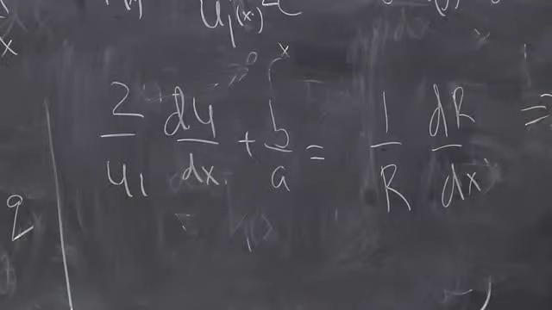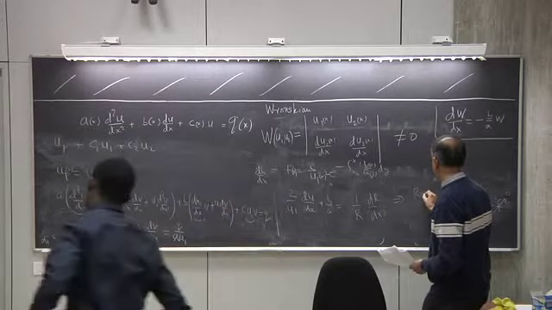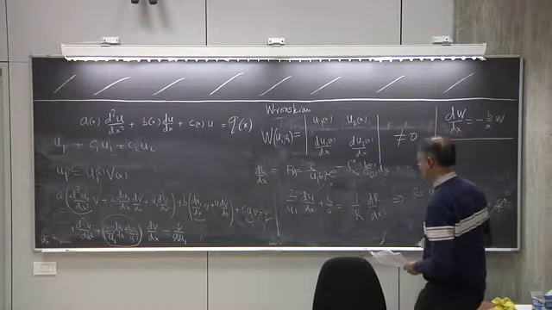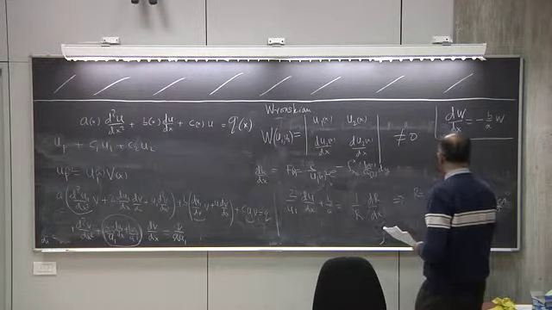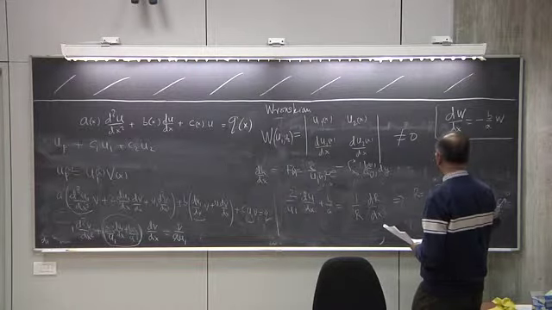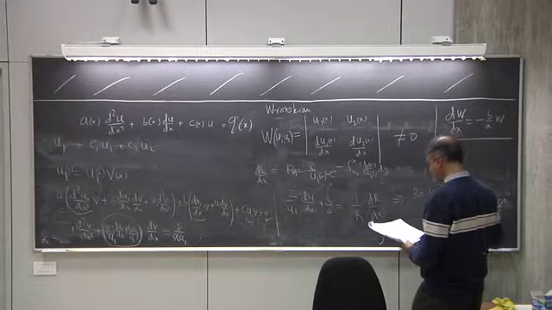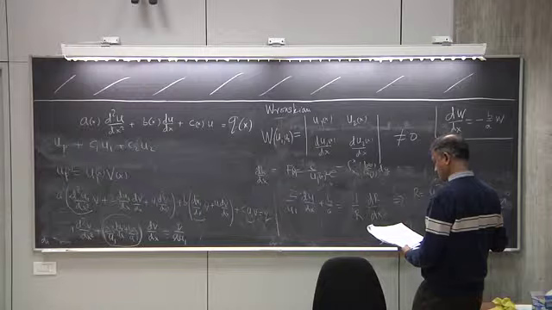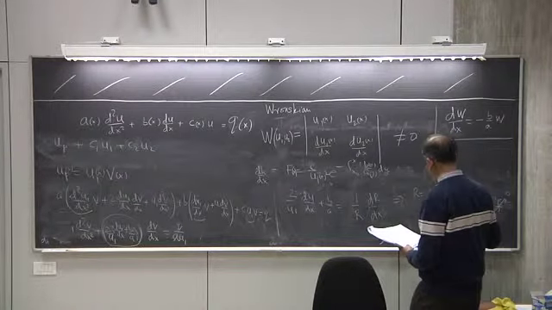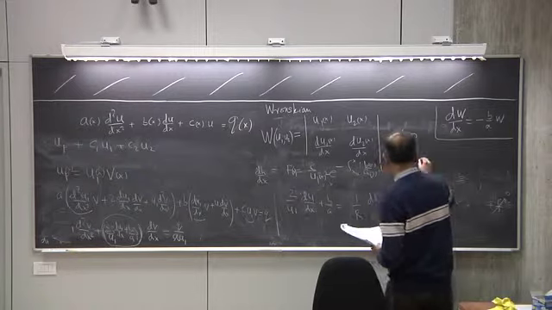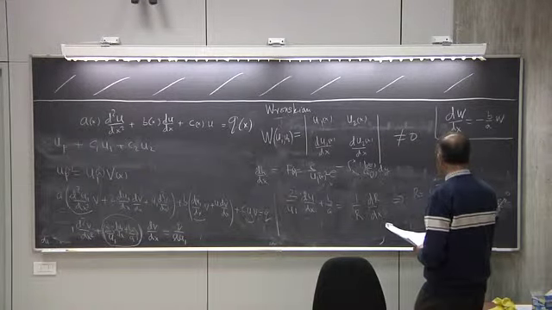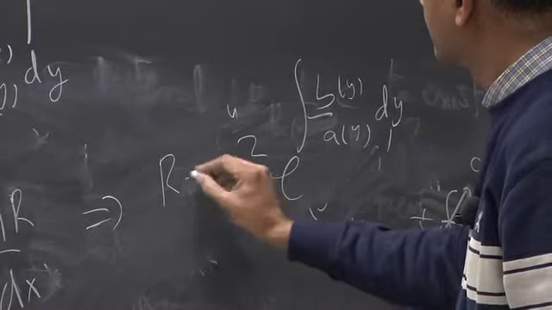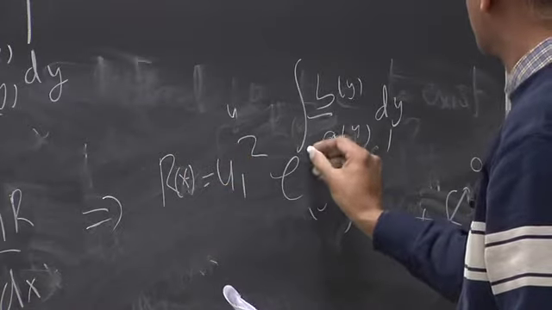The solution of this equation is simply r is equal to u1 square times e to the power of minus the integral of b over a. No, okay. I think it's just the inverse of that. I think this r is simply 1 over f, e to the power of the integral of b over a y dy, from x naught to x.